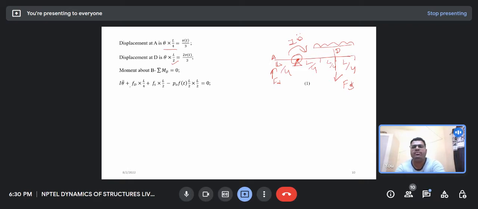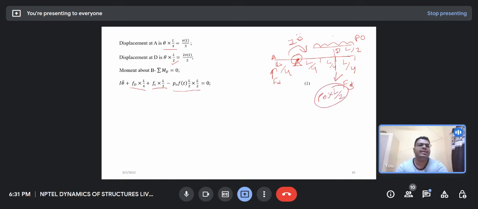So the damper force Fd into L by 4 is the moment about B, and this is the force moment. And that is the loading, some P naught loading, applied up to a distance of L by 2. So the total load will be P naught into L by 2, and the moment of this load is at the center of this, so the distance is also L by 2, is equal to 0. Okay.